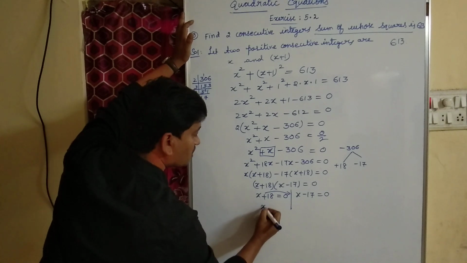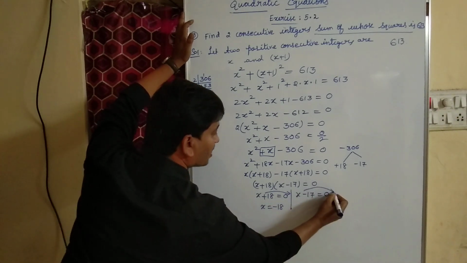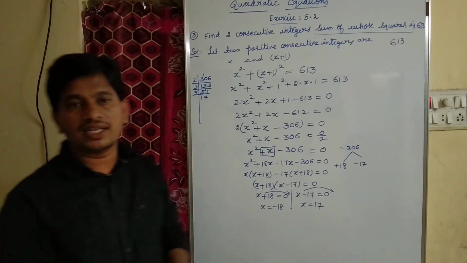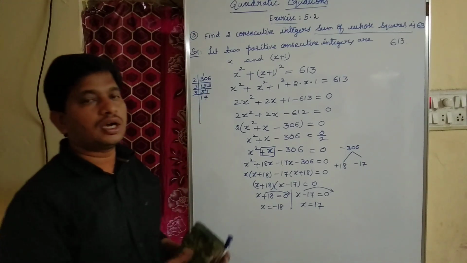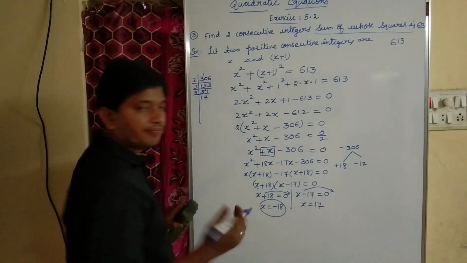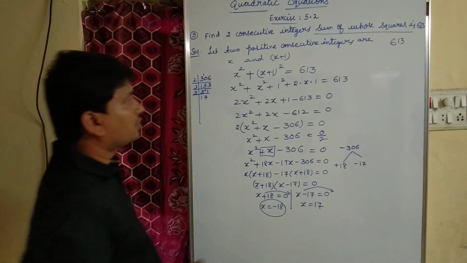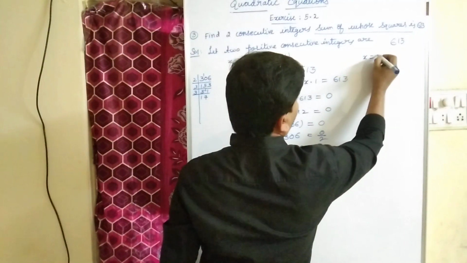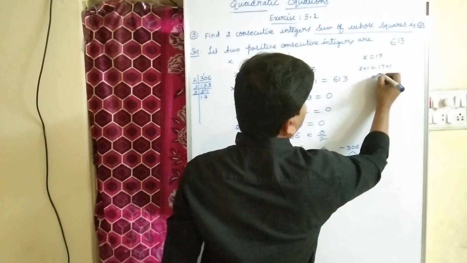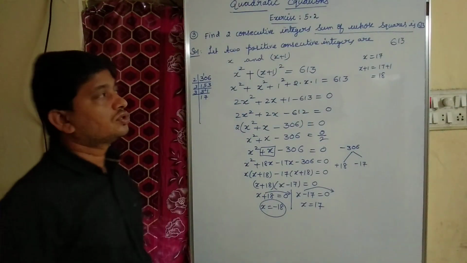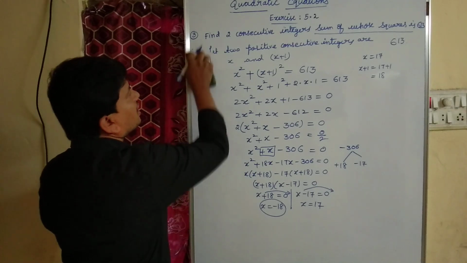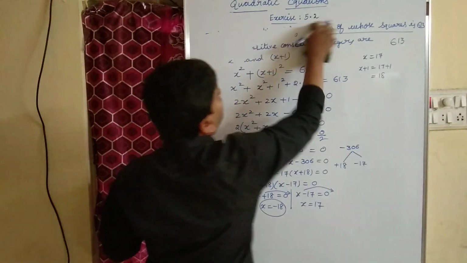So plus 18 if you transpose, you will get minus 18. Minus 17 if you transpose, you will get plus 17. So x equal to minus 18 and x equal to 17 are the two possible values, of which minus 18 you neglect. So the first positive integer is what? x equal to 17, and the second positive integer is what? x plus 1. I mean 17 plus 1, 18. So the two consecutive integers are what? 17 and 18. Did you understand, children?